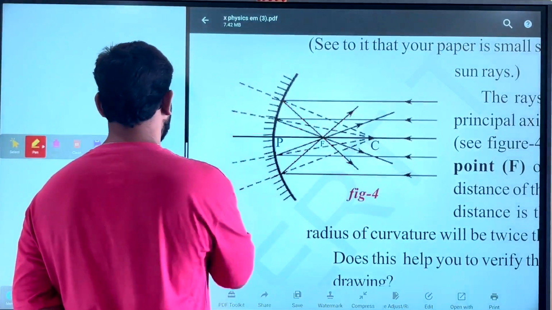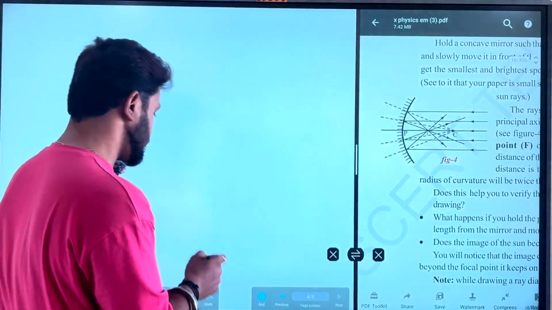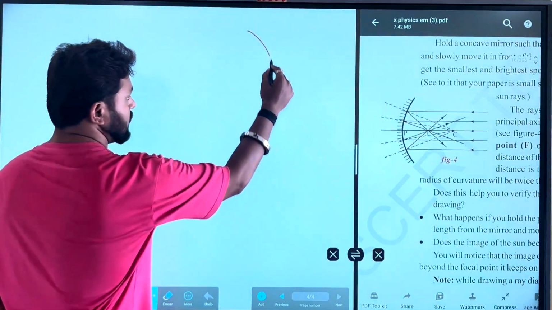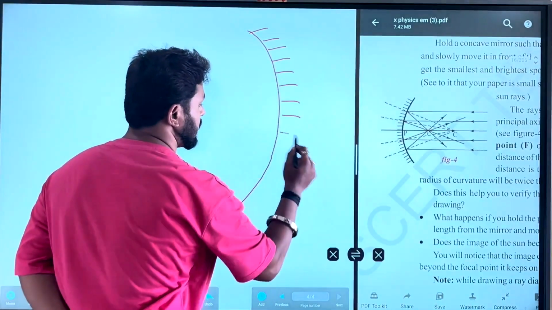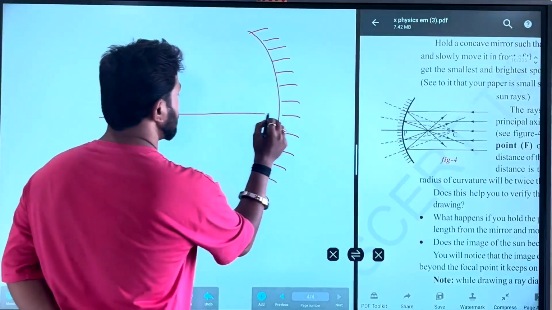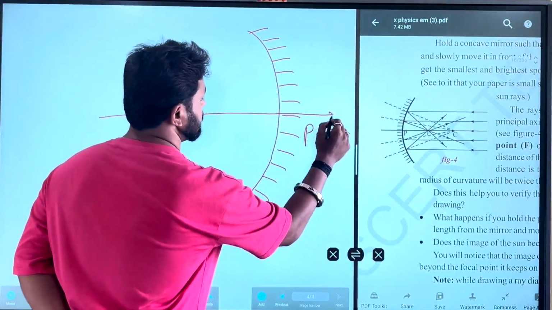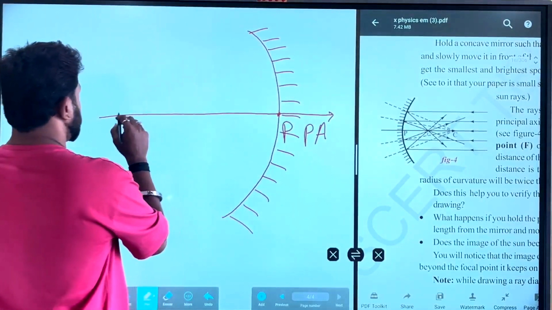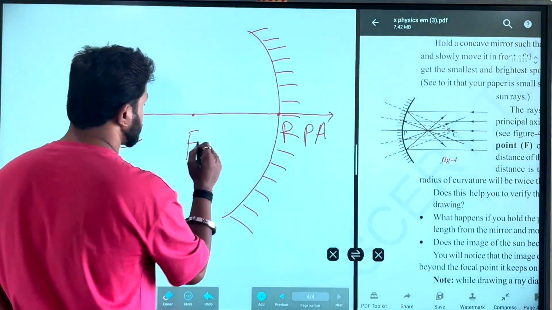Now let me draw this manually for you over here. Let's say I have this concave mirror. This is the principal axis. This is the pole. Let's say this is the center of curvature. Now this point is called focus.